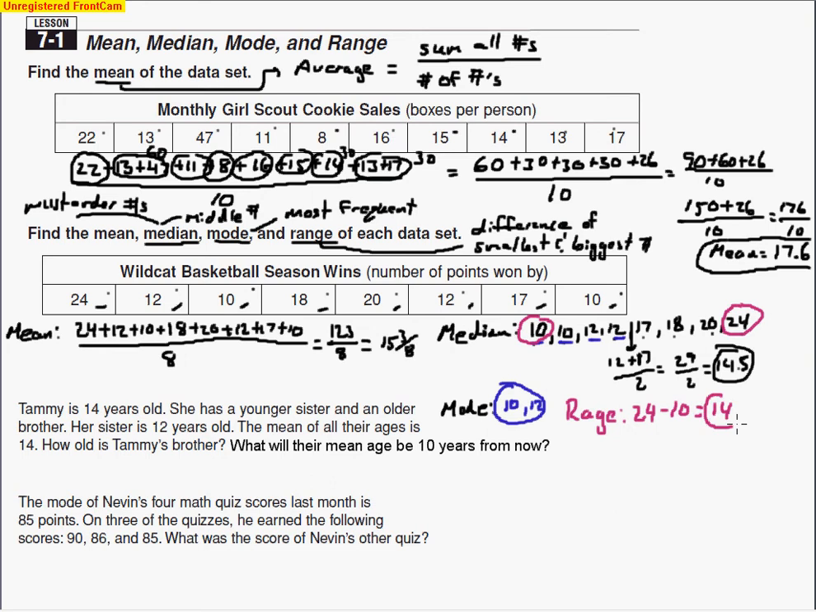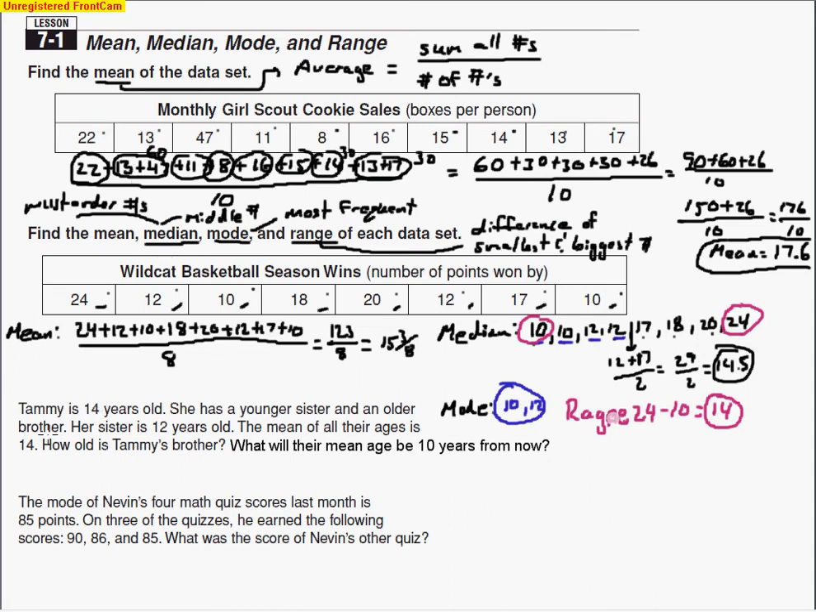14 is the answer. So there it is. So we have our different central tendencies there, and there are 4 central tendencies that we went over, and those are just the mean, median, mode, and the range. So let's take a look at the next problem.